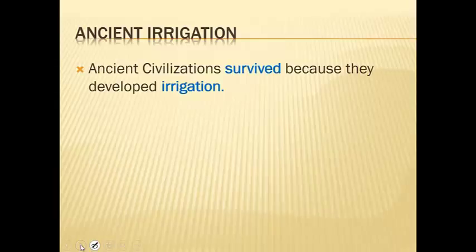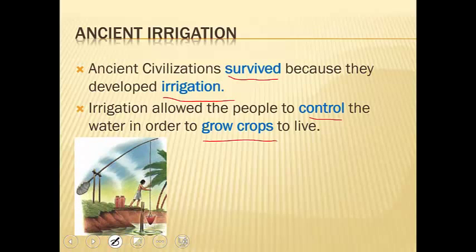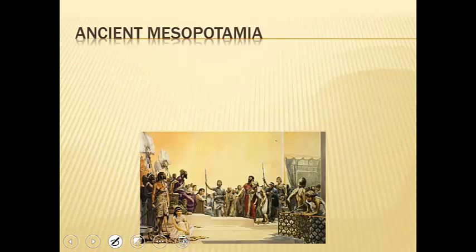Ancient civilizations survived because they developed irrigation. Irrigation allowed the people to control the water in order to grow crops to live. So irrigation was incredibly important for our ancient civilizations to be able to survive. These were some of the pictures that we saw of ancient Egypt and Mesopotamia using irrigation.